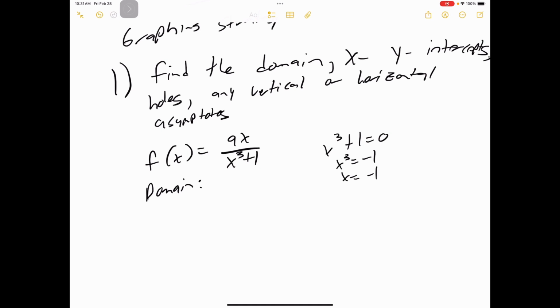And so we have a problem when x is equal to negative 1, and so our domain is going to be negative infinity to negative 1, not including negative 1, unioned with negative 1 to infinity. So our domain is just not including negative 1. We have something happening at negative 1.